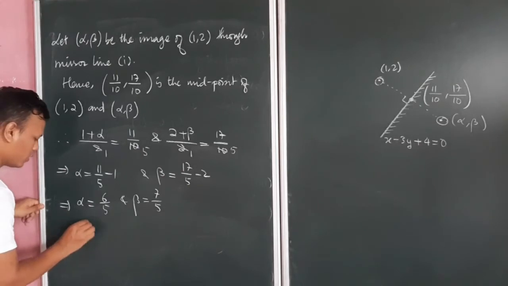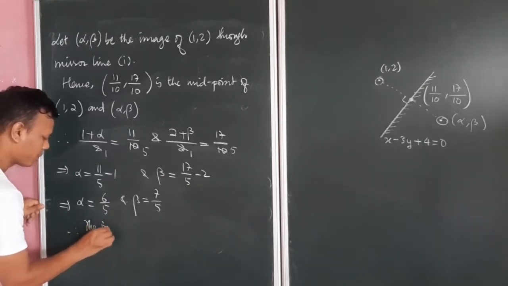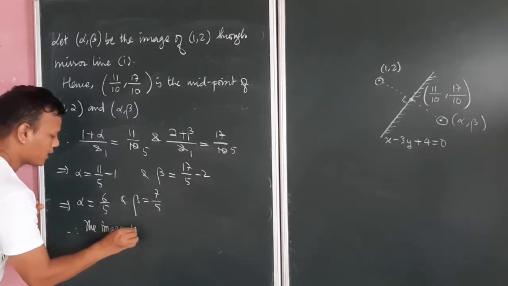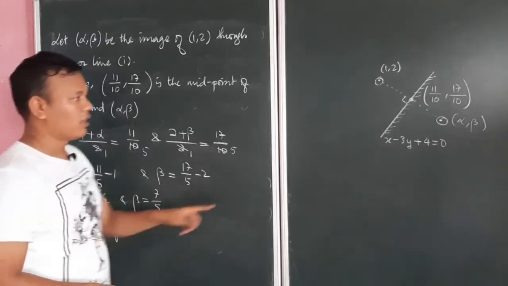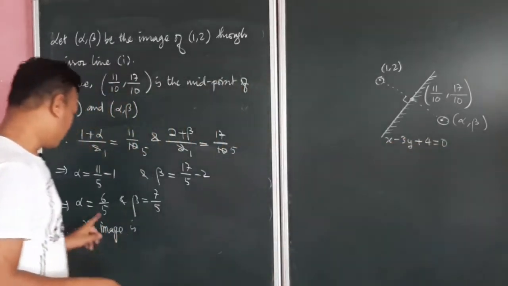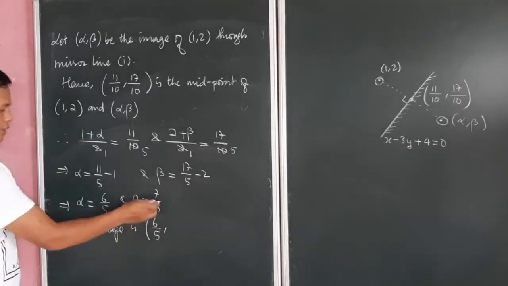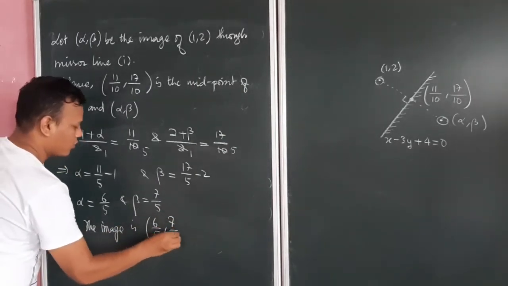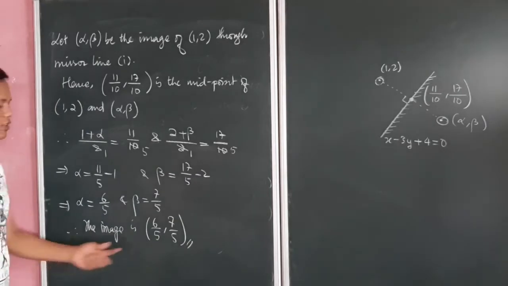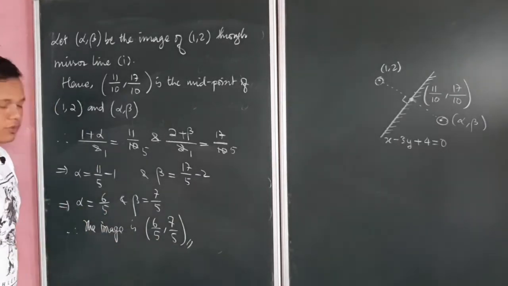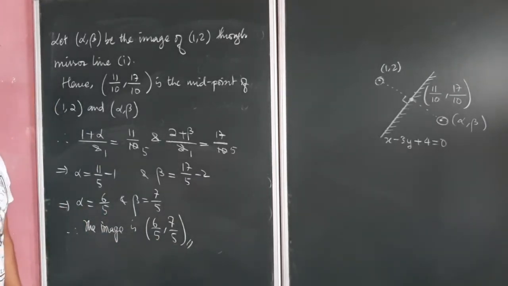Therefore, the image is alpha comma beta. And what is alpha? Alpha is 6 by 5 comma beta is 7 by 5. So my image will be this particular coordinate. Okay, so you may pause the video to note down.